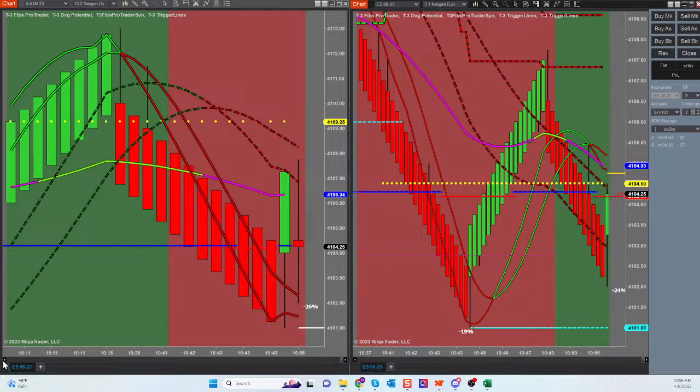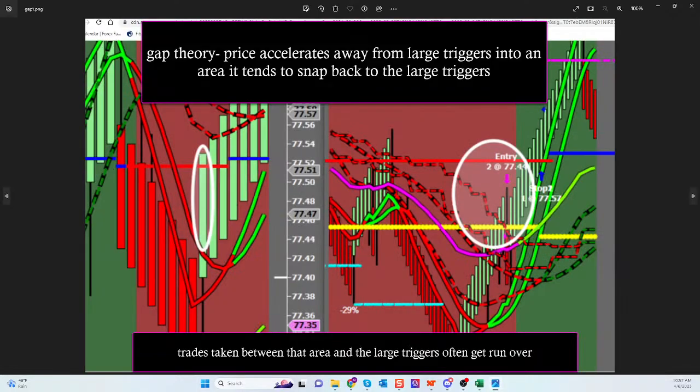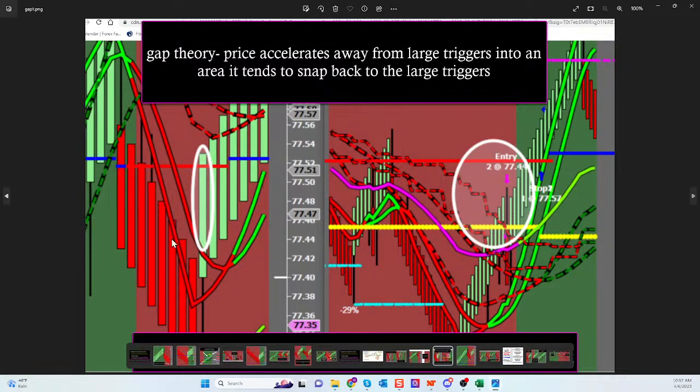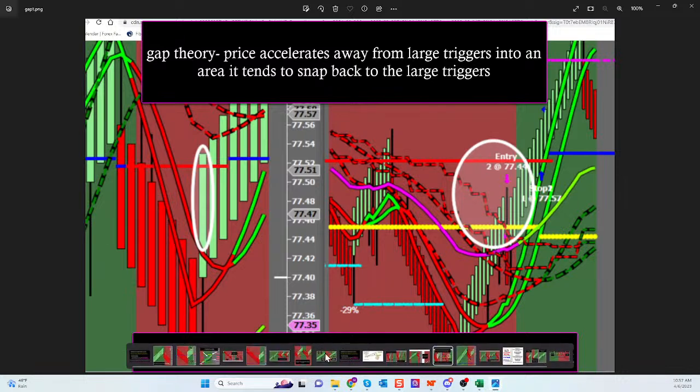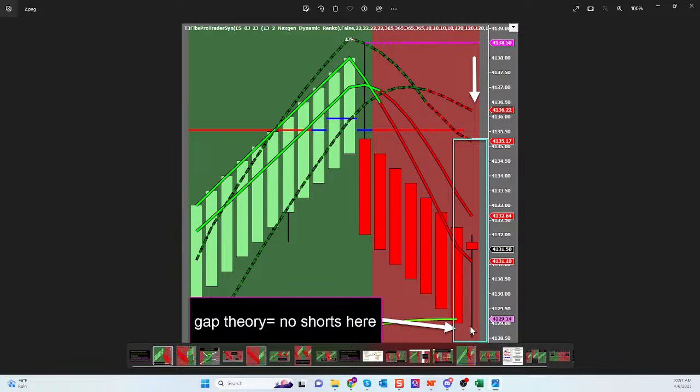And that's it. And so what I do, and I made this picture, I think, for somebody, or somebody posted a trade. That gap theory, price accelerates all the way down to that midband. Large triggers don't follow. Typically, trades that are taken in between the bottom of price and those large triggers get run over. So we see it here. Price reaches the midband. The large triggers are a full bar away.